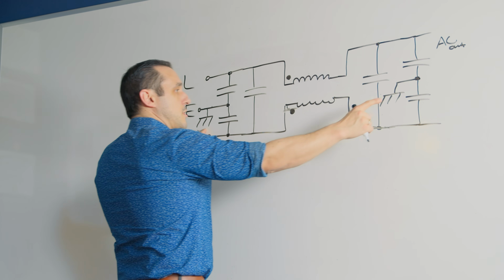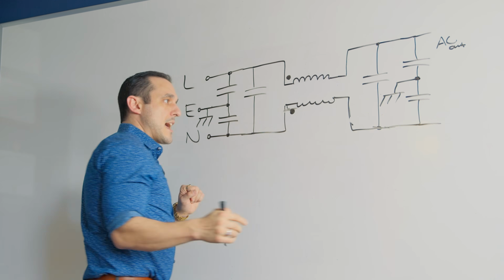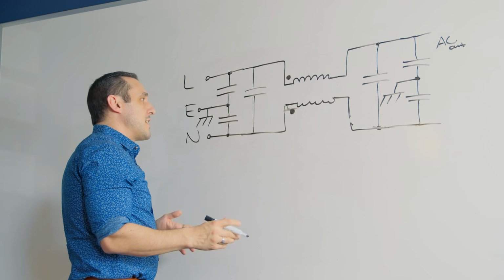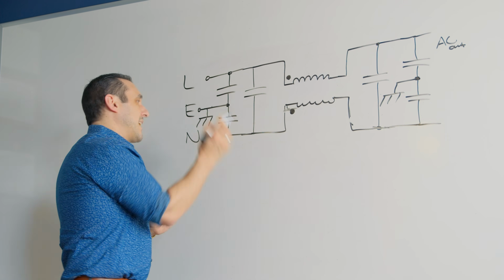So here, because we have the earth symbol on both of these nets, we then of course are going to connect these together on the PCB, and that is going to be our high frequency dump back into earth.